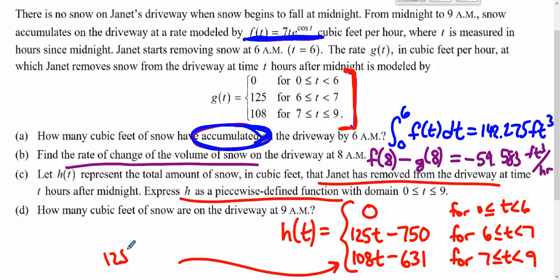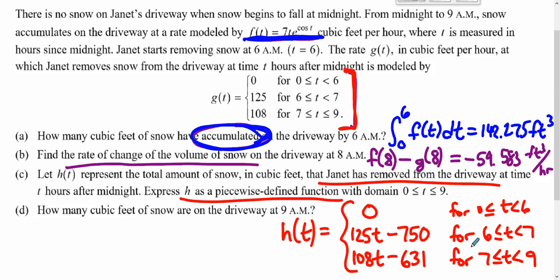There's 125 cubic feet of snow that Janet has removed in this hour. And then she's going to slow down a little bit and remove 108 cubic feet of snow for every hour past 7. And this simplifies to that. So that's where that comes from. Hope that's helpful to you.